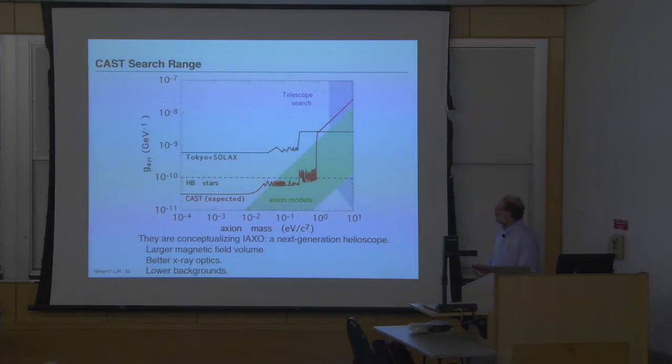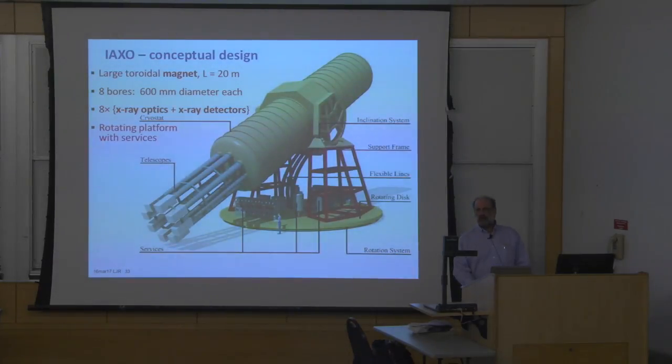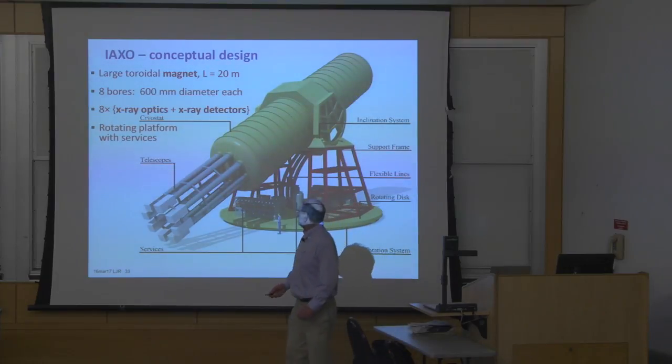I won't go into details, except it hasn't really gone down much. You'd really like to be down here. Imagine this curve continuing. You'd really like to be, as I was going to say, down here. They're kind of up here, maybe a little better at this point. Their path forward is CERN has an R&D program called IAXO, the International Axion X-ray Observatory.